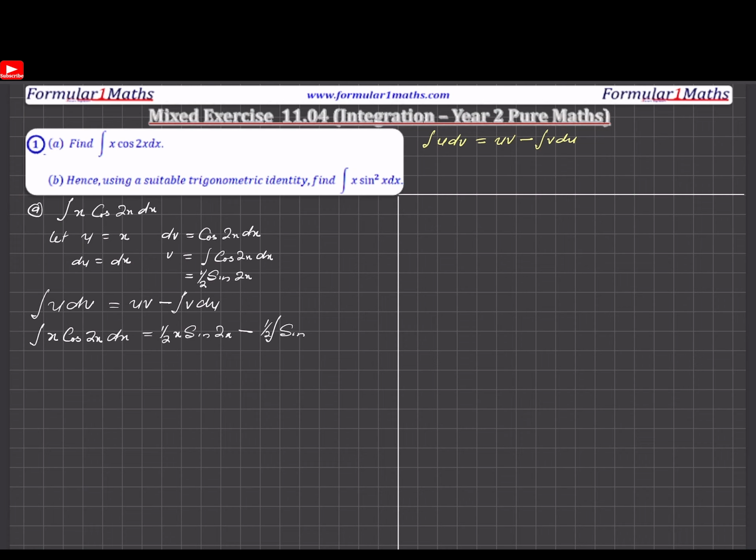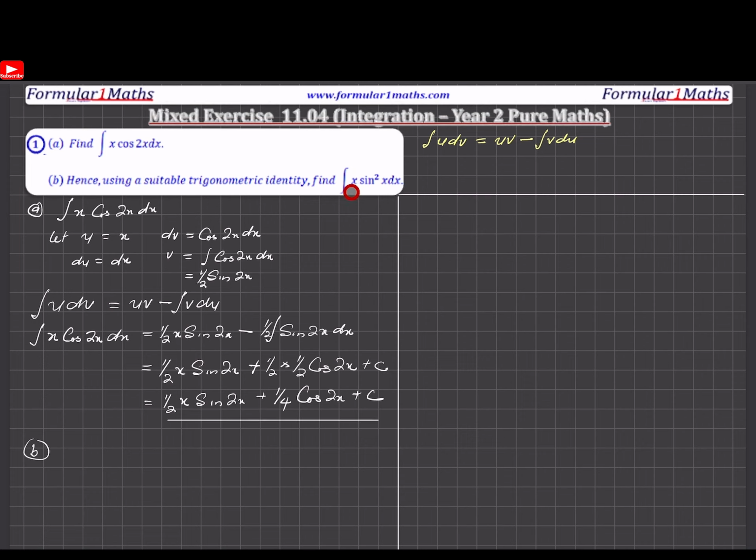half sine 2x dx. And so that will give me half x sine 2x minus half times, if I integrate sine 2x, I'll get half cos 2x, but it will be negative. So this will change to plus, and add my integration constant. So if I simplify that, I'm going to get half x sine 2x plus 1/4 cos 2x plus c. And that is the answer for A.